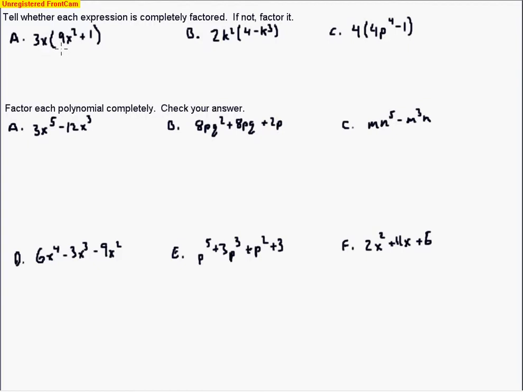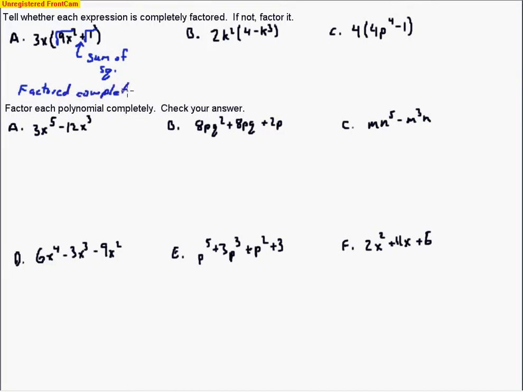So what we want to look at is the stuff inside the parentheses. We want to see, can this be factored further? Well, we look at this 9x squared and a 1. That's a binomial. So this might be a difference of two squares. However, it's not. Even though this is a perfect square and this is a perfect square, we have a plus sign here. And so what that means is this is a sum of squares, not a difference. And that does not factor. And so we would say this is already factored completely.